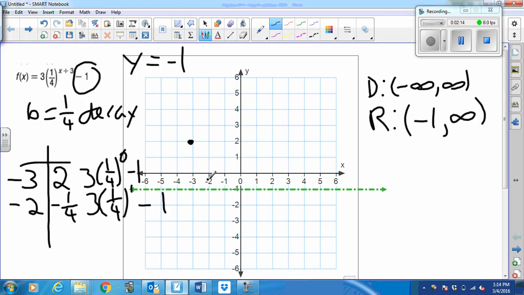And that gives us the basic shape of this exponential function. Make sure you don't touch my asymptote, and you put arrows on the end to show that it's continuing on forever in both directions.